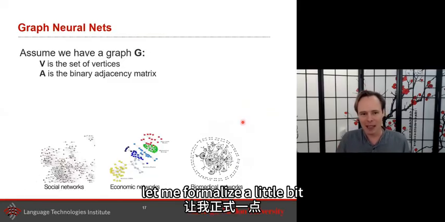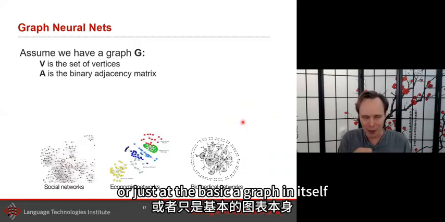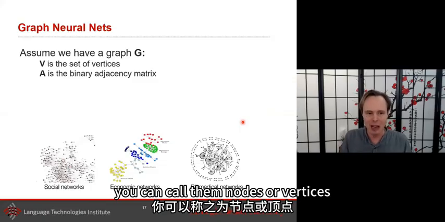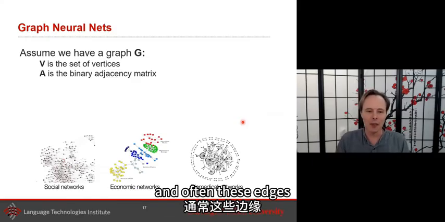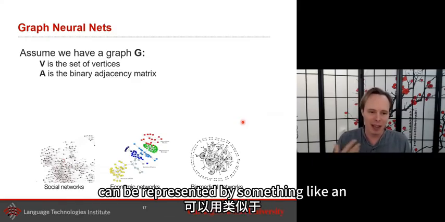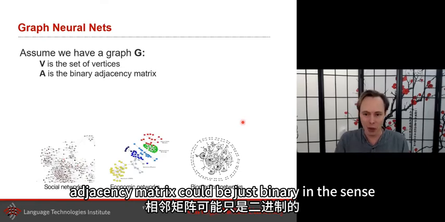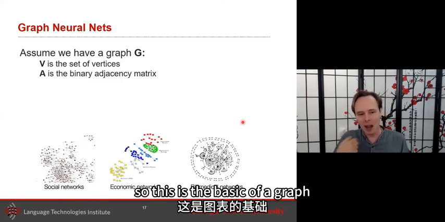Let me formalize a little bit graph neural networks, or just at the basic level, a graph in itself. A graph is a series of vertices or nodes. You can call them nodes or vertices. And then you have edges, connections between them. Often these edges can be represented by something like an adjacency matrix. The adjacency matrix could be just binary, in the sense that it is 1 if connected, or 0 otherwise. So this is the basics of a graph.